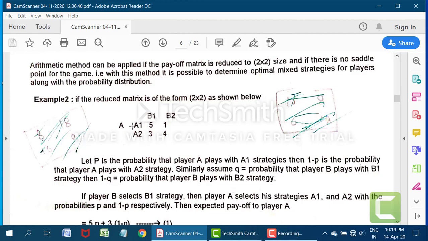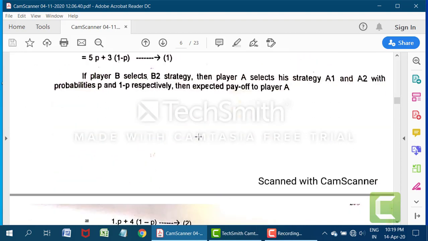So 5 into P plus 3 into 1 minus P, into Q probability, plus the expected payoff to player A when B plays the B2 strategy: 1 into P plus 4 into 1 minus P. That is the expected payoff, into the probability that B is going to choose B2, which is 1 minus Q. So this whole expression, 1 into P plus 4 into 1 minus P, into 1 minus Q. That is the value of the game.